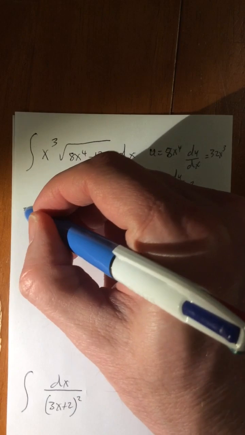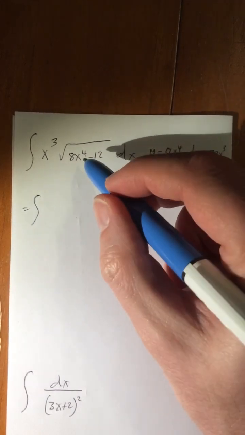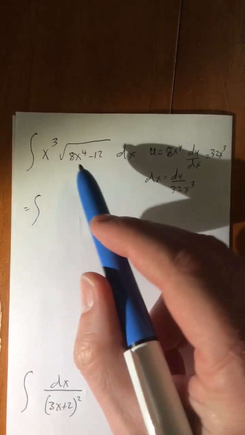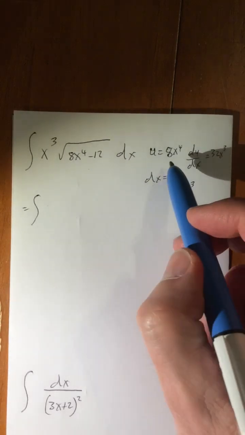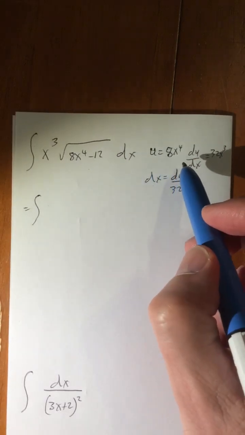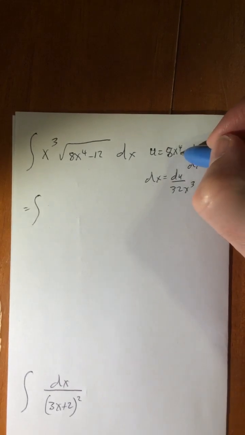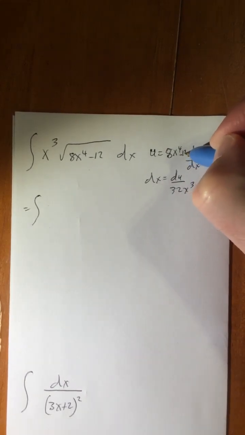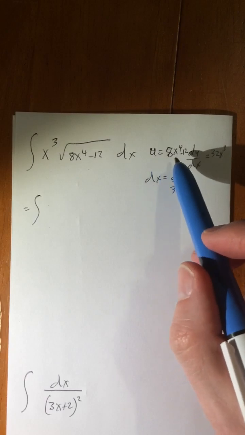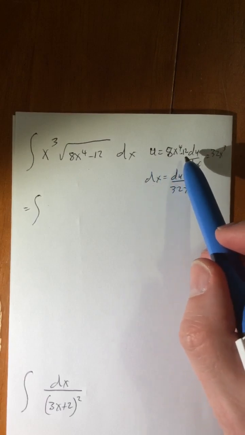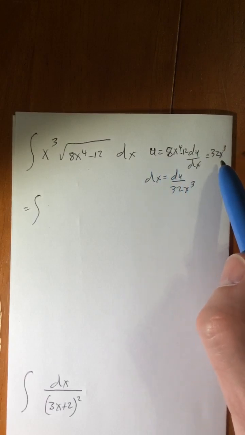So this is going to be the same as the integral of u to the 1/2, so 8x to the 4th minus 12. That's what u is, right? Oops, I forgot the minus 12 part. It's all right. u is 8x to the 4th minus 12. Not that the minus 12 really matters all that much. And the derivative of that is still 32x cubed.